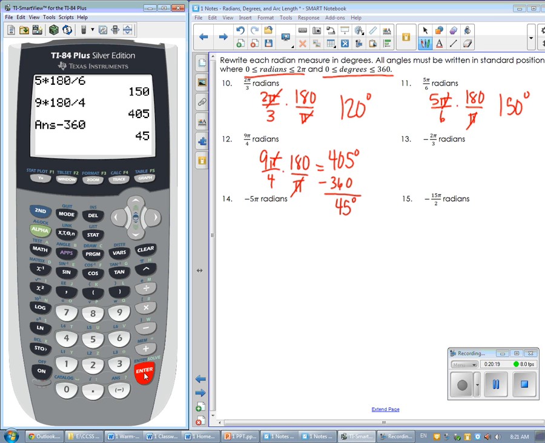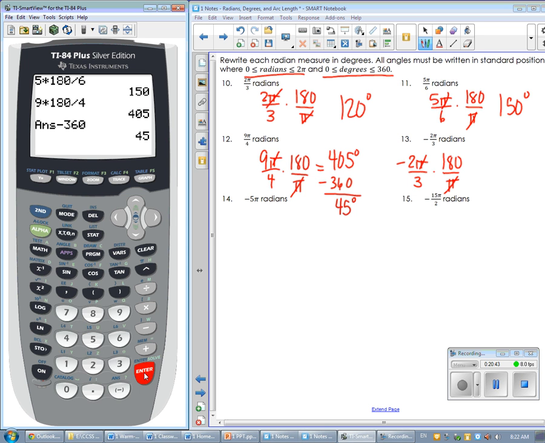Number 13, we're dealing with a negative radians. So we know that every circle is going to be equivalent to 2 pi radians. So when we're dealing in radians, we want to make sure that our radian measures are between 0 and 2 pi. It's easier, though, if you convert it to degrees and then either add or subtract 360. So in this case, I'm going to keep the negative. So I have negative 2 pi over 3. I'm going to multiply that by 180 over pi.